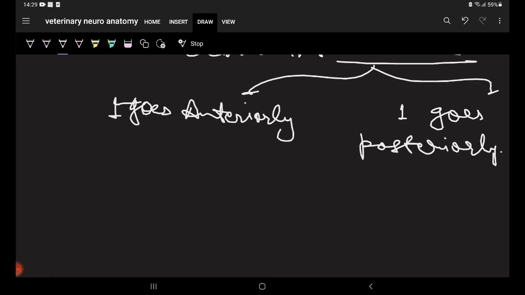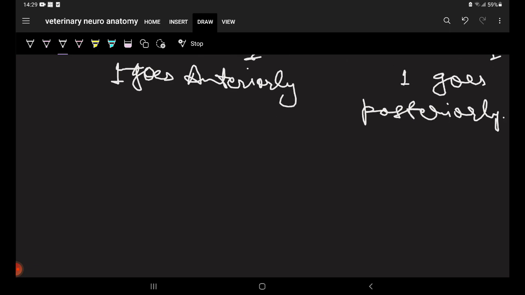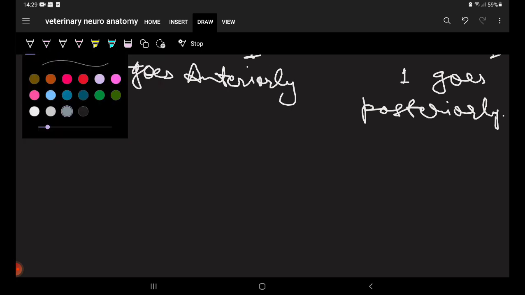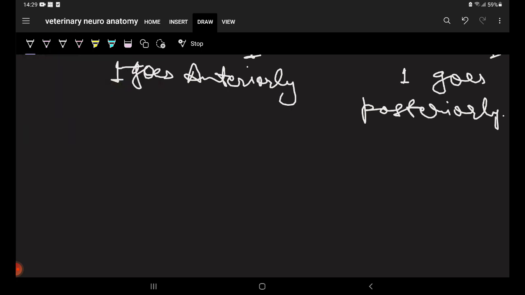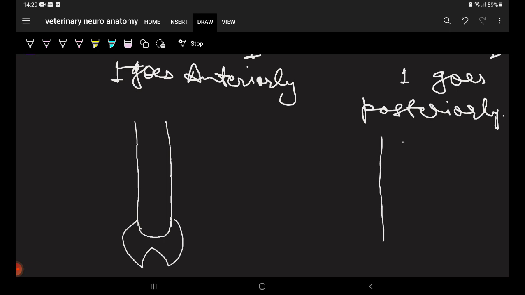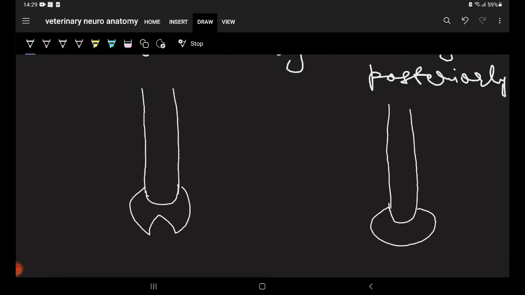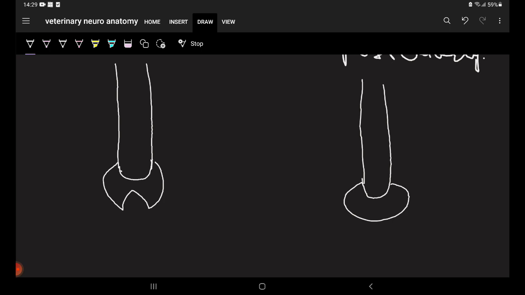Okay, so now let us understand further. Let me draw it. First, let me draw the anterior aspect of the forelimb, and then the posterior aspect of the forelimb. Okay, so this is the anterior aspect, and this is the posterior aspect of the forelimb.